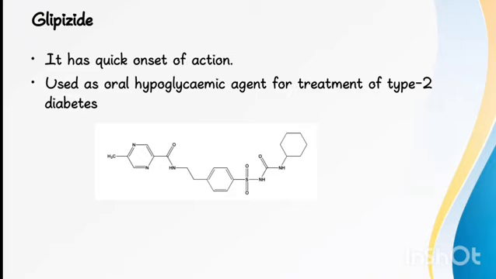Then glipizide. It is a second generation sulfonylurea and it has a quick onset of action and it is used as an oral hypoglycemic agent for the treatment of type 2 diabetes.